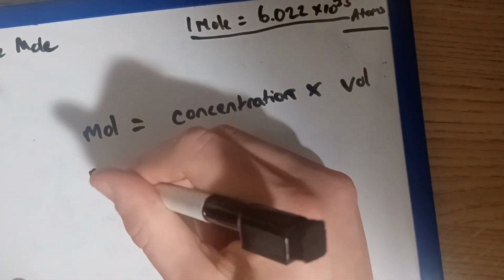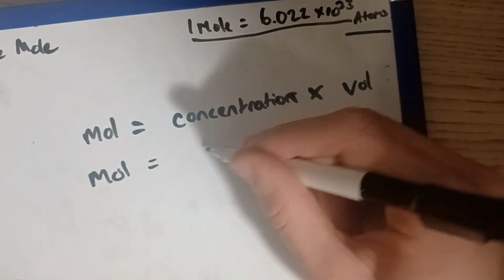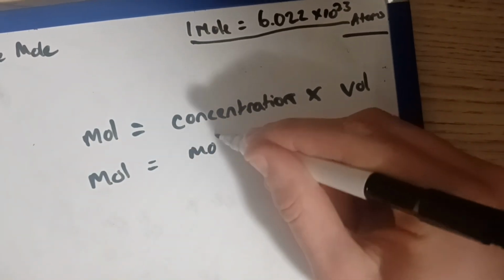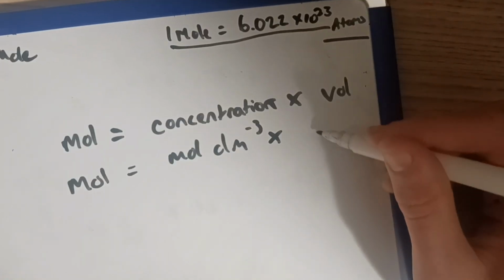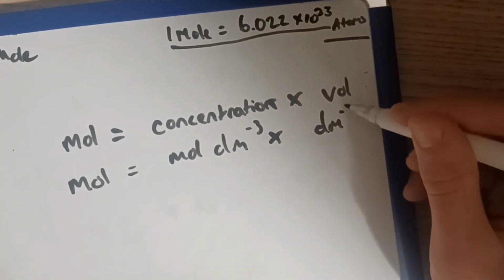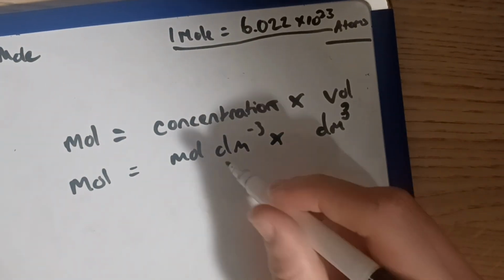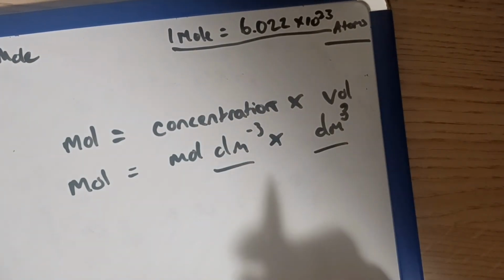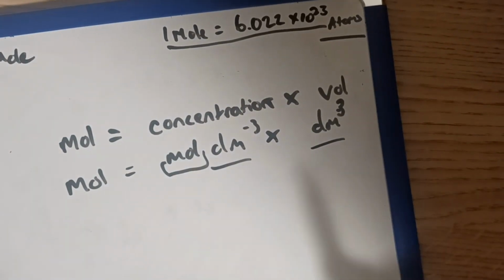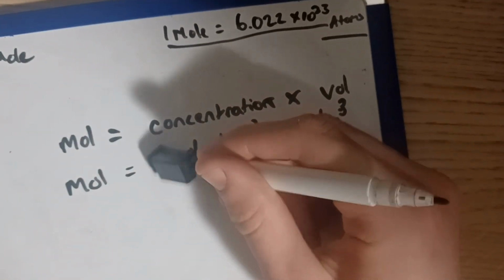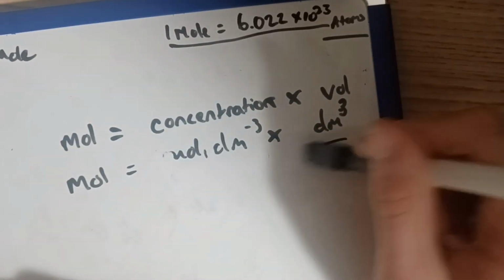So our units, mole is mole. Our concentration unit normally is mole dm minus 3, and in this instance we're going to use dm3 for volume, just again to show that both of these, when times together, both units cancel to give us mole. If that's the way you want to remember how you work out your units, completely fine, it's completely valid.